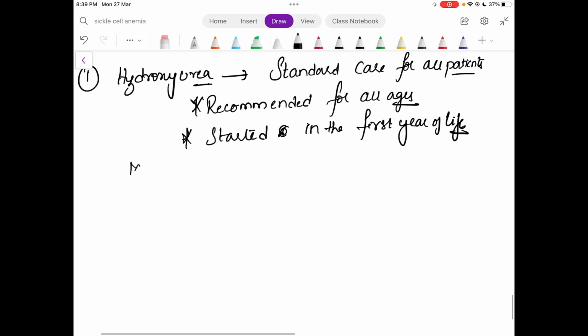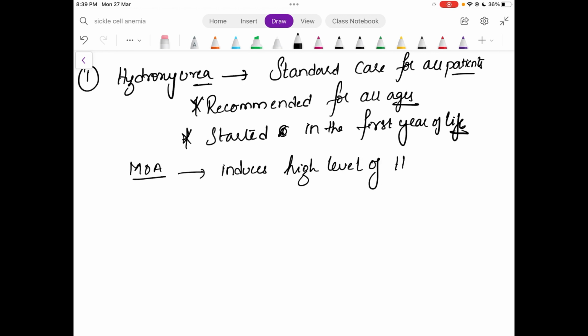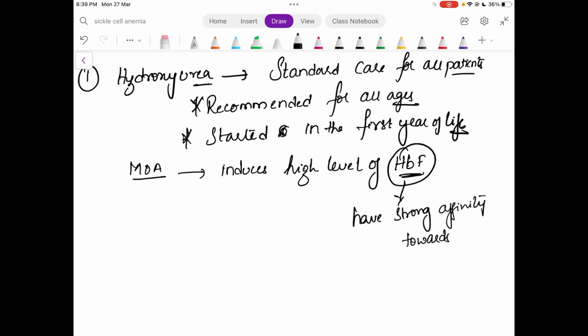What will it do? What is the mechanism of action? It induces a high level of fetal hemoglobin. This fetal hemoglobin has a strong affinity towards oxygen. That means polymerization decreases. This decreases polymerization, hence symptoms won't occur.